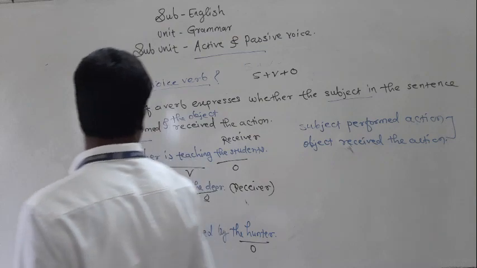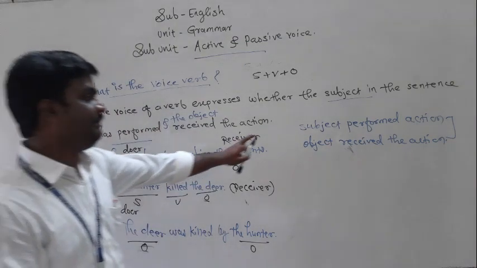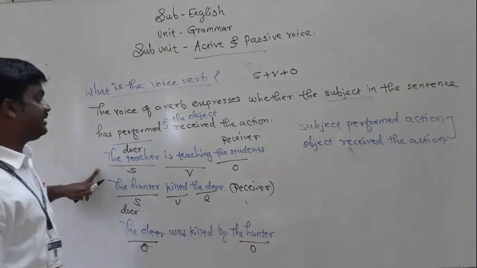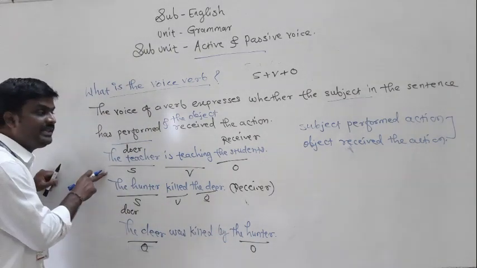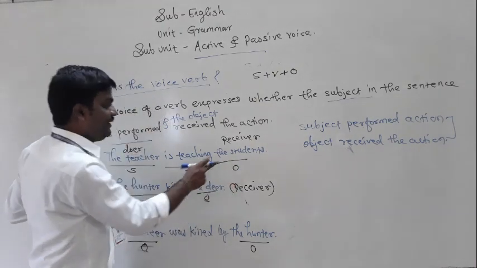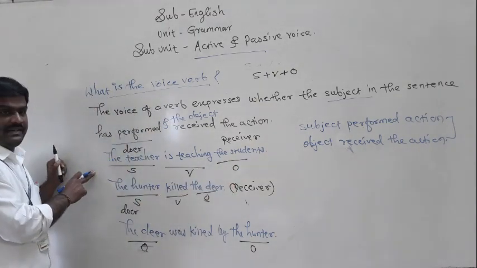So what happened in the active voice? In the active voice, the subject performs the action and the object receives the action. Here, the teacher is the subject, it is performing the action, and the student is the object, it is receiving the action, and so it is a statement of active voice.